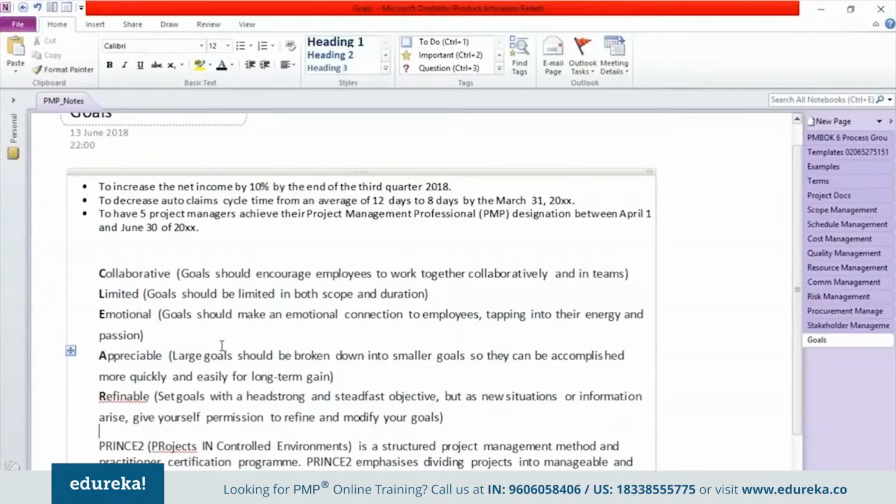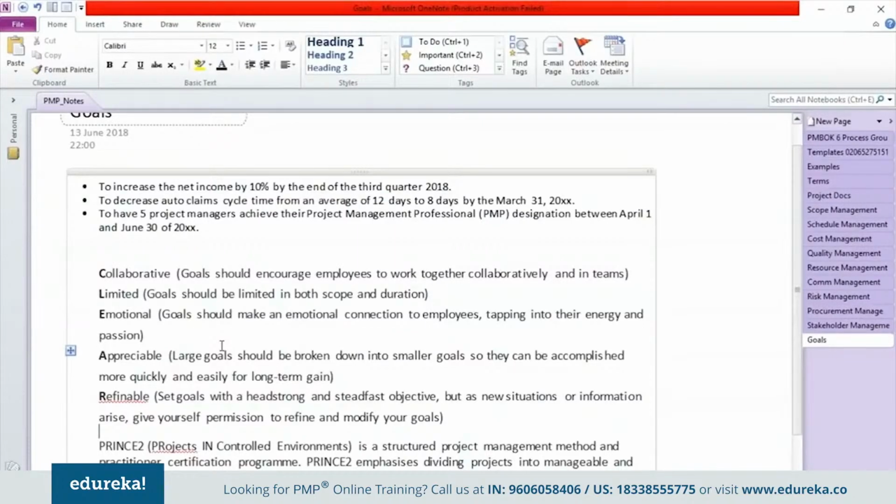It should be emotional, so people should be able to establish an emotional connection, and that will also help us in capitalizing on the employees' energy and passion with which they work. So the emotional angle is equally important here.